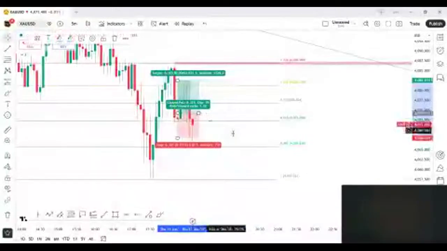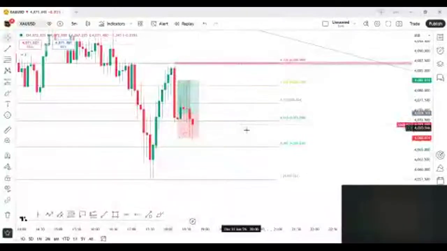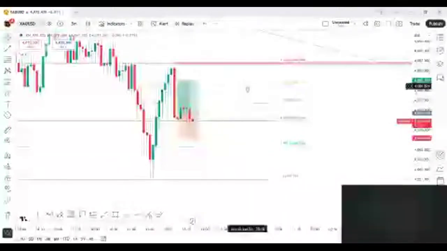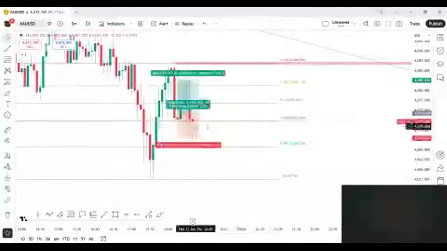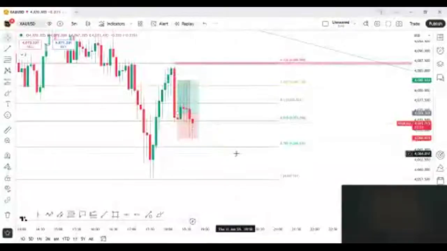So we will again wait, guys. We're going to see again if we get the breakout above this zone area, or either again we need to wait. As you can see, the market again is trying to push towards the upside. But right now we will wait.